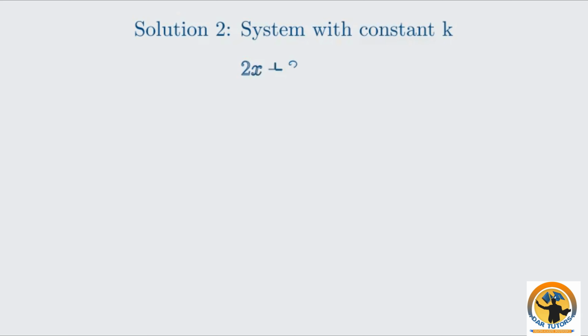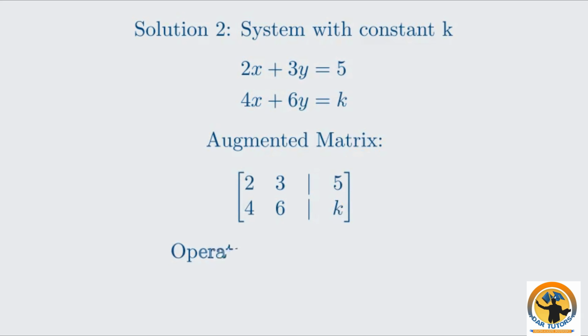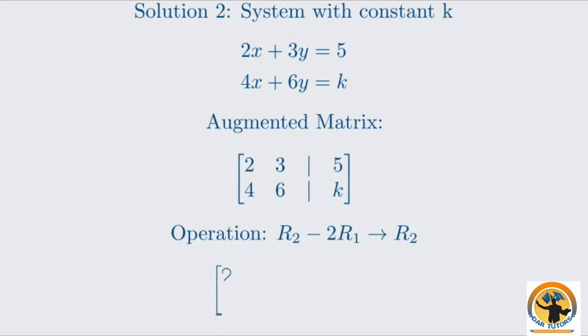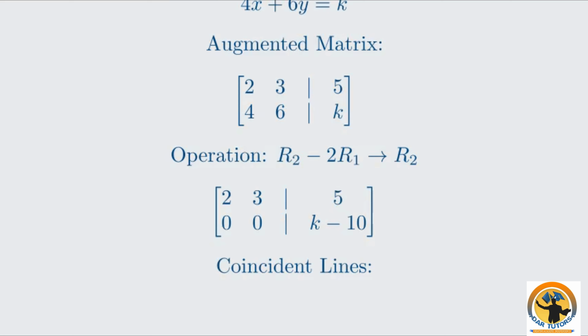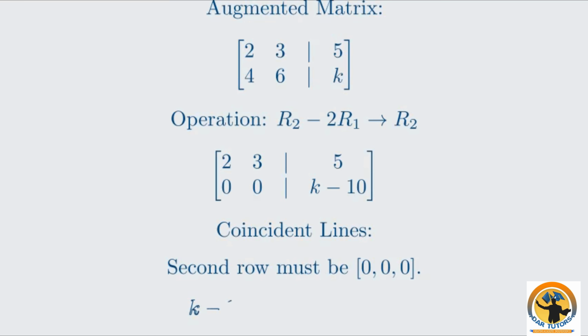Question 2 involves a system with a constant k. We form the augmented matrix and perform the row operation R2 minus 2 times R1. This gives us the matrix with rows (2, 3, 5) and (0, 0, k minus 10). For the lines to be coincident, the second row must be all zeros. This means k minus 10 must equal 0, so k equals 10.